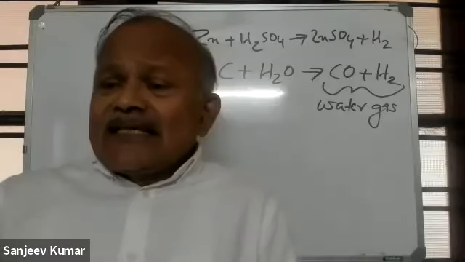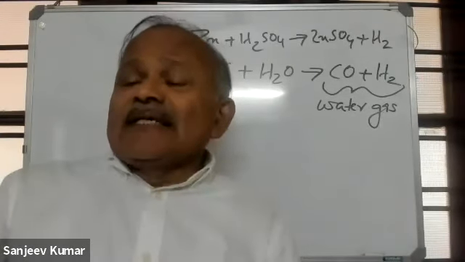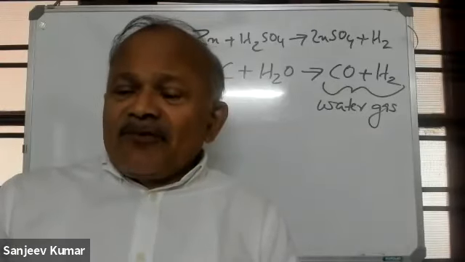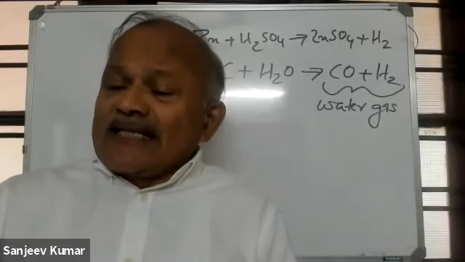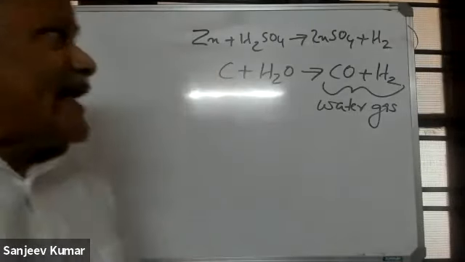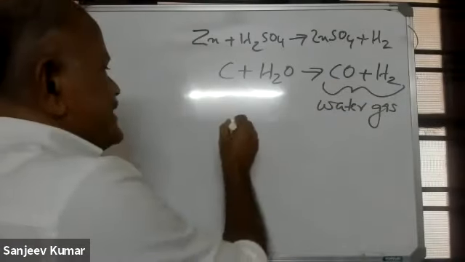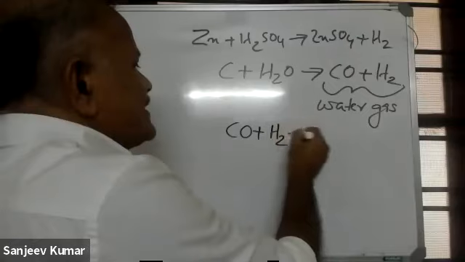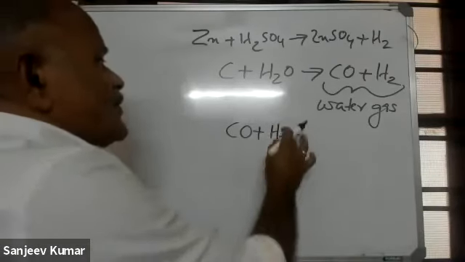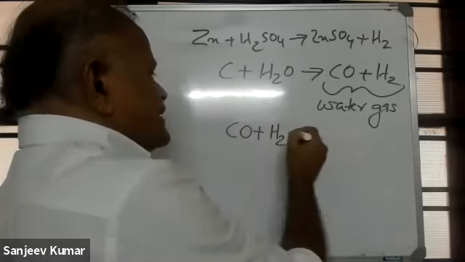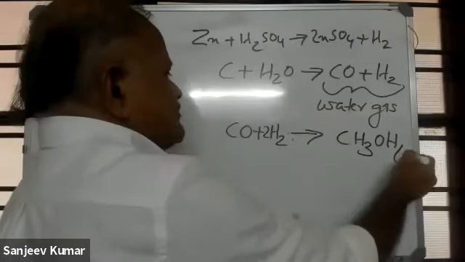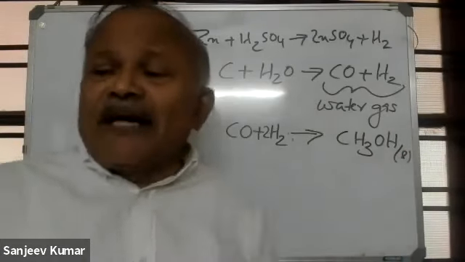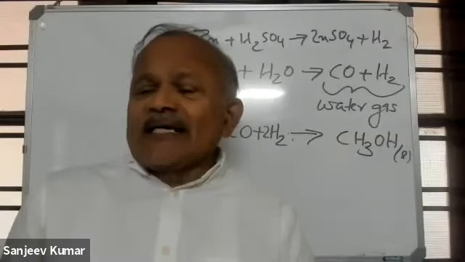Water gas is also known as synthesis gas because we can prepare a large number of organic compounds by using water gas. For example, methanol can be prepared from water gas, that is CO plus H2, converted by a suitable method: CO plus 2H2 gives CH3OH, methanol. Similarly, various compounds can be prepared from water gas, and water gas is also known as synthesis gas or syngas.